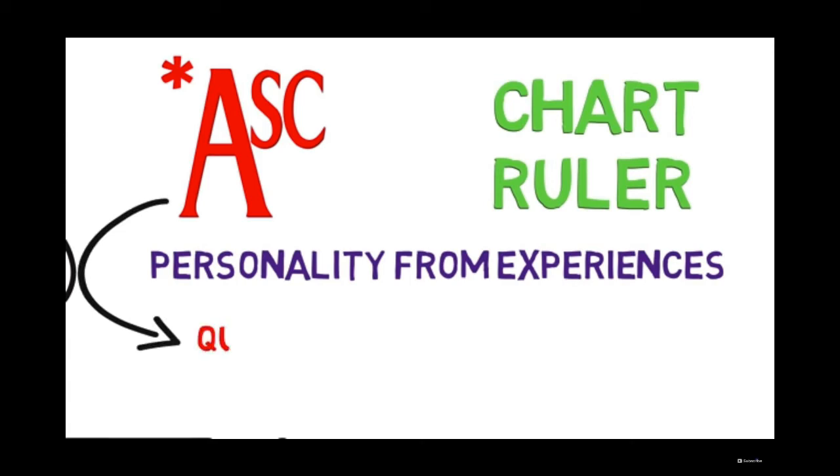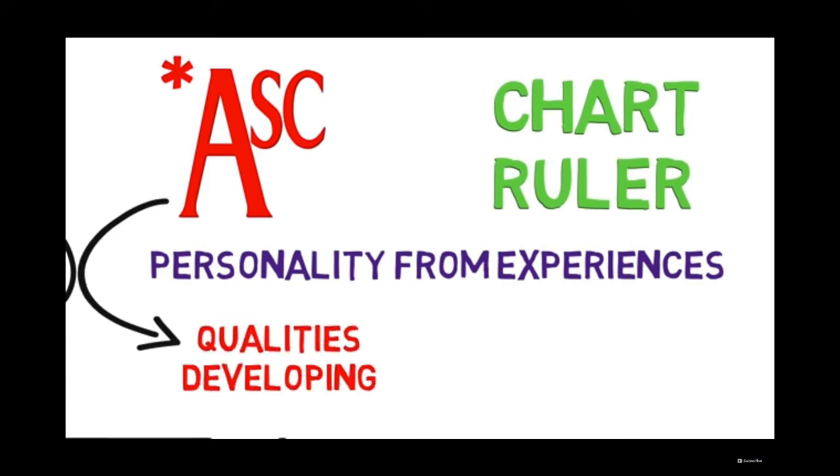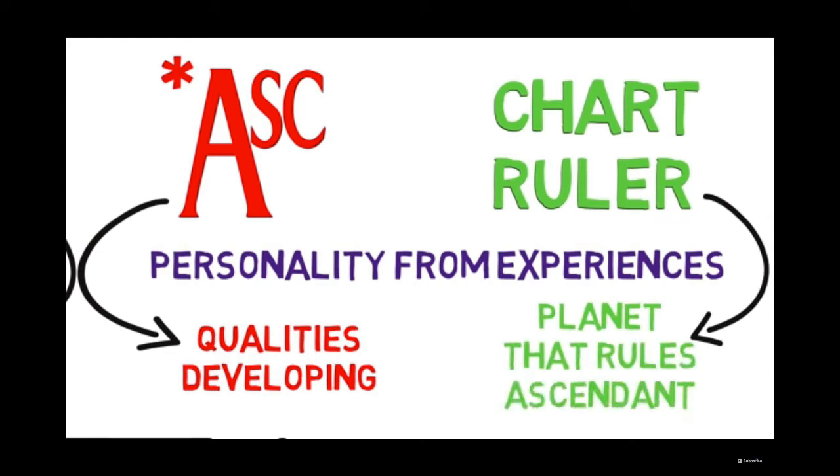Your ascendant represents the qualities that you are developing as a result of your life experiences. There is only a sign associated with it because it is always associated with the first house. Your chart ruler, on the other hand, is essentially the planet that rules the sign your ascendant is in. The house and sign position the chart ruler is placed in represents a more detailed look at not only what characteristics you are developing, but the area of life as well.